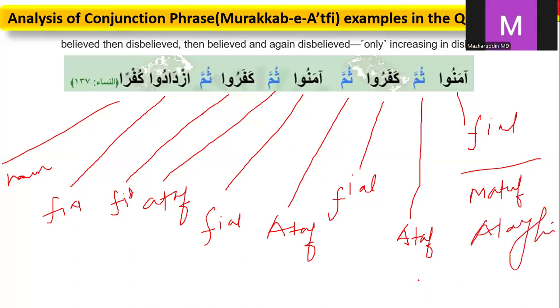Same you can do here. This one is matuf. Again, this one is matuf ilayhi. This is matuf. Again, this one is matuf ilayhi and this one is matuf. Again the same. This is matuf ilayhi and this one is matuf. So I hope you are getting it, the parts of the conjunction phrase. Is it clear how to analyze? Yes, ma'am.